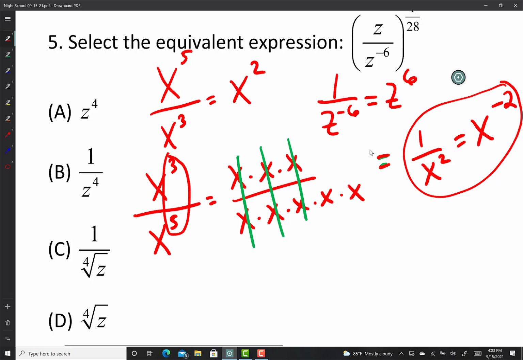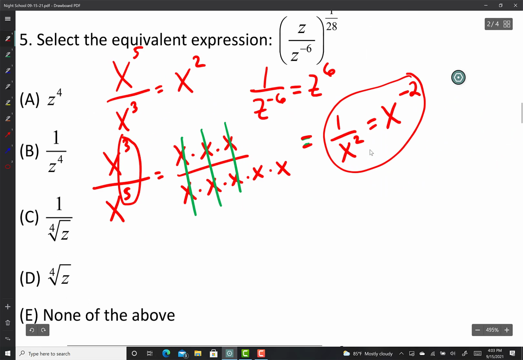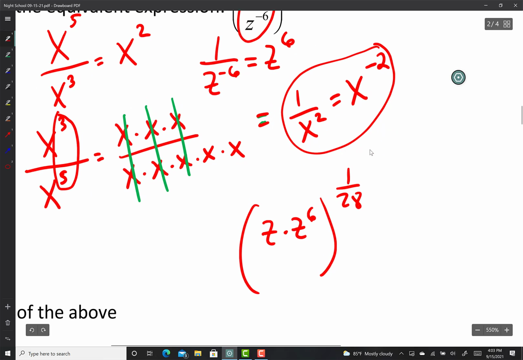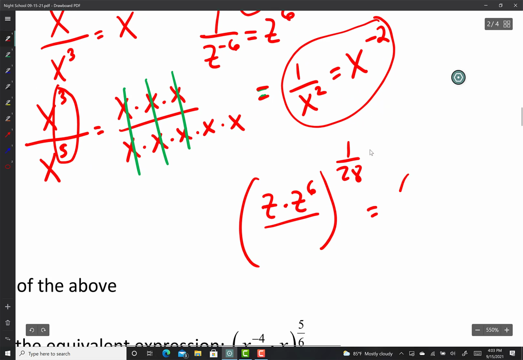Cool. So now that you guys see that, the first thing I would do is evaluate the inside. So if I bring it up, here's what you have. Z times z to the 6, all raised to the 1 over 28. Are we still okay? The next thing I would do, what is z times z to the 6? Perfect. Z to the 7th. And I still have that 1 over 28 right here on the side.